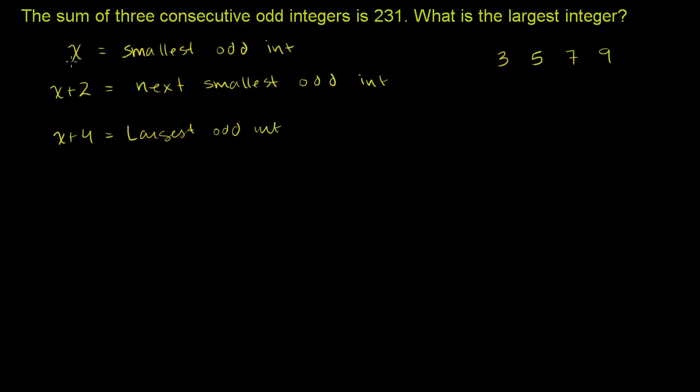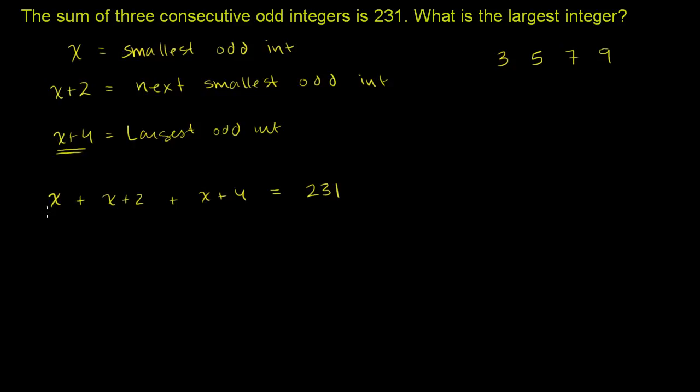So if I take x, x plus 2, and x plus 4, and I sum them, they should be equal to 231. So let's do that. So we have x plus x plus 2 plus x plus 4, and this needs to be equal to 231. And when they ask us what's the largest one, we're going to have to tell them what x plus 4 is equal to. So let's just solve this equation.